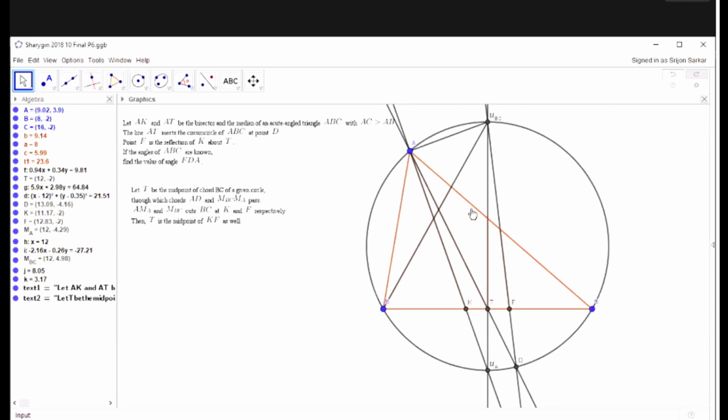Right. Now you will be able to find angle FDA quite easily. Note that FDA is this angle, I'm hovering the mouse, and this is equal to this angle, M sub A, M sub BC. This is the concept. The angle which you are asked to find, FDA, is equal to this angle due to concyclic reasons. Not a reflection really, but yeah.